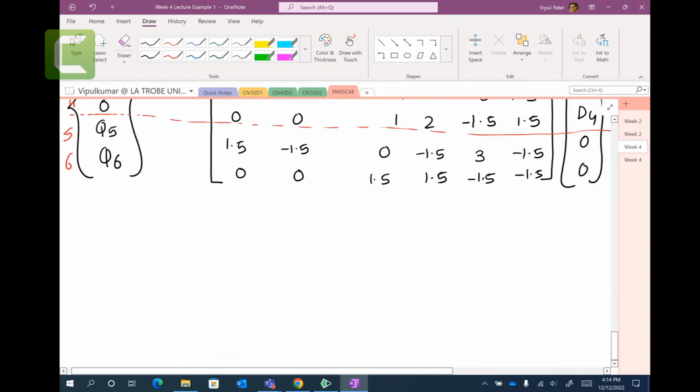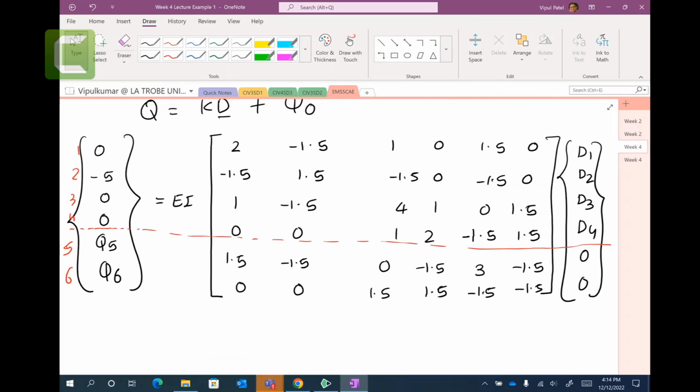Now for that case, we can also draw the vertical line after 1, 2, 3, 4. So therefore we can put 1, 2, 3, 4, 5, and 6 across the top as well. I hope you understand how to draw these partitions. It's just drawing the line where the fixed and free degrees of freedom meet, so you can see the partition zone clearly here: horizontal line after 4, vertical line after 4.